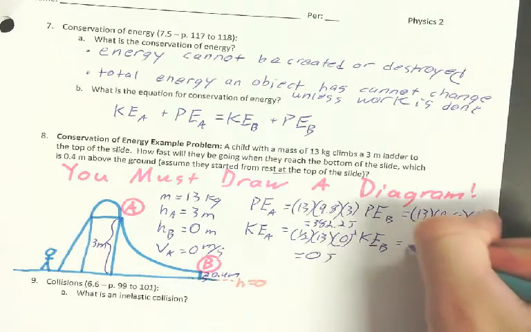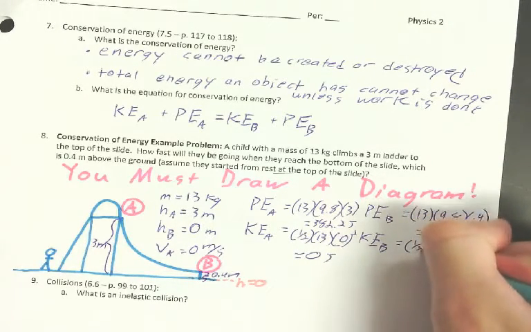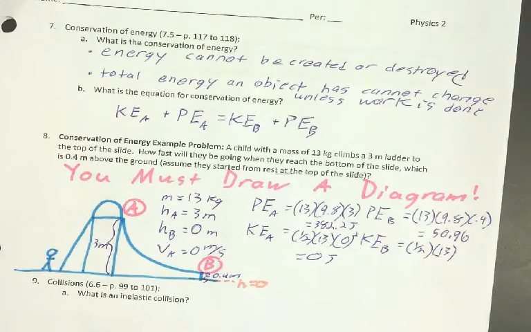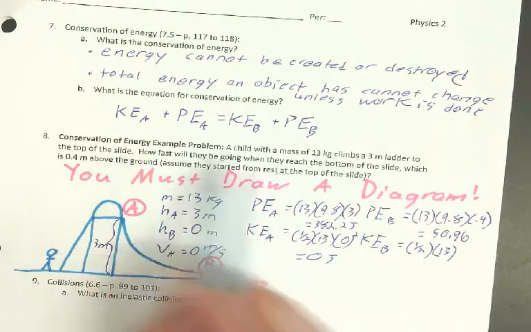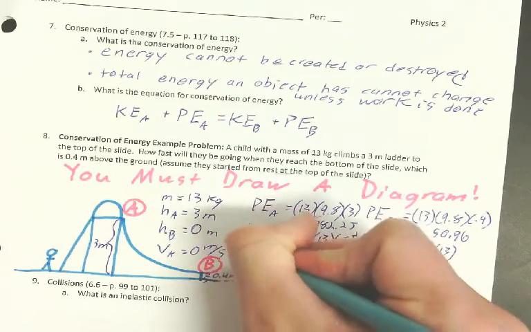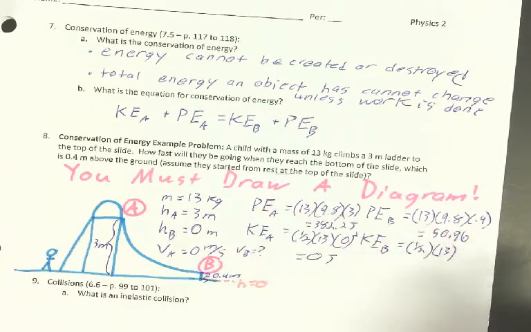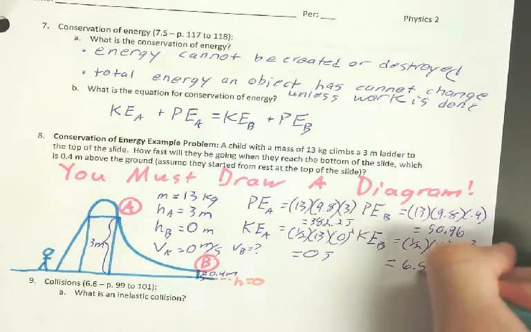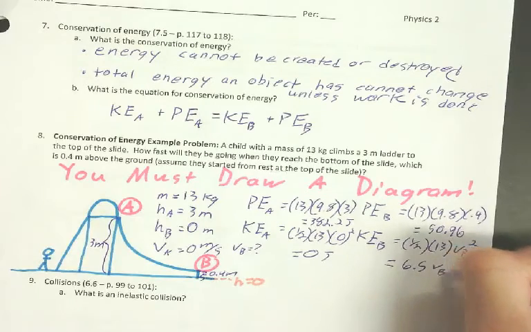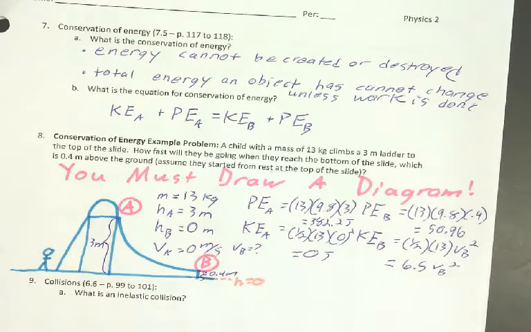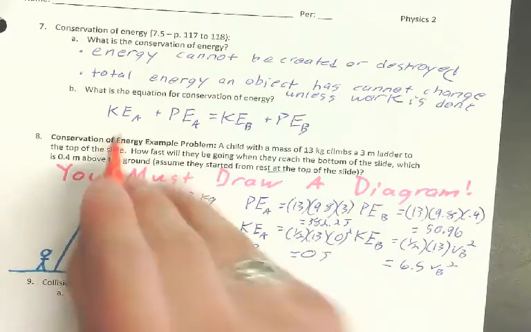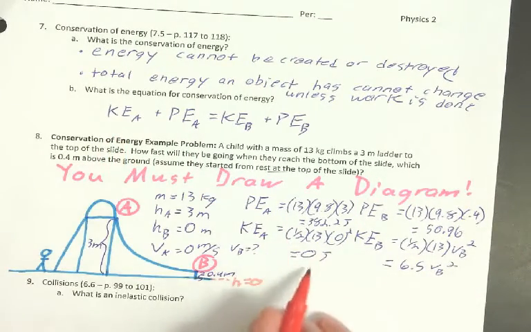KE at B, 1/2 m v squared. Now I need to figure out what's the velocity at B. Okay, how fast will they be going? Okay, so I'm solving for the velocity at B. So I just write VB squared here. So the kinetic energy at B is 1/2 of 13 is 6.5 times VB squared. So now I'm ready to plug in and solve this equation here.